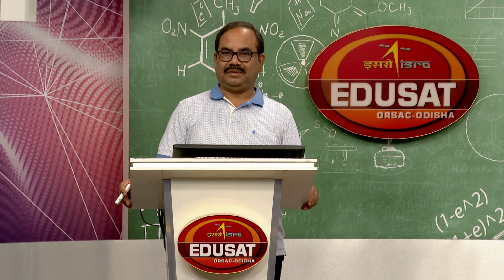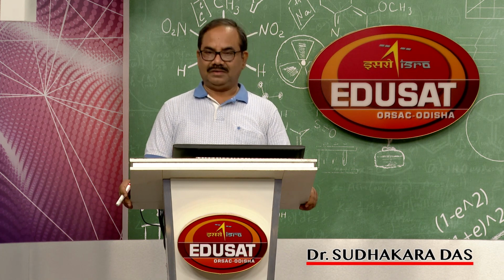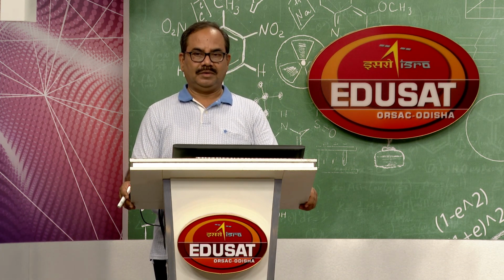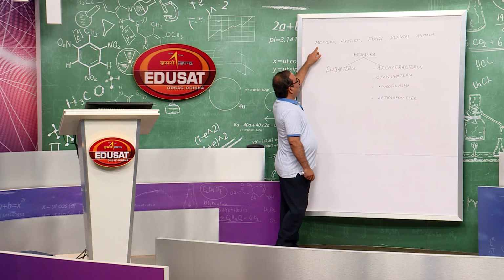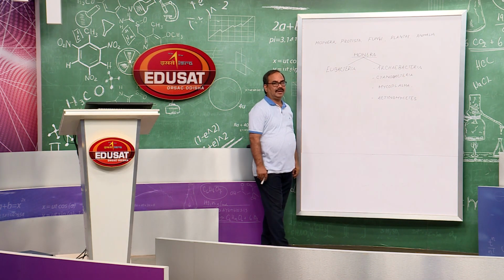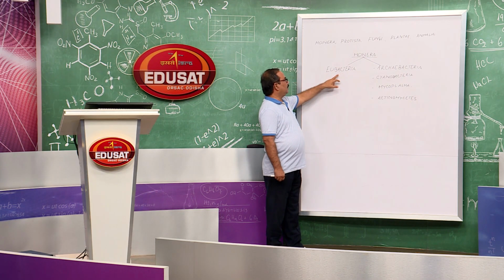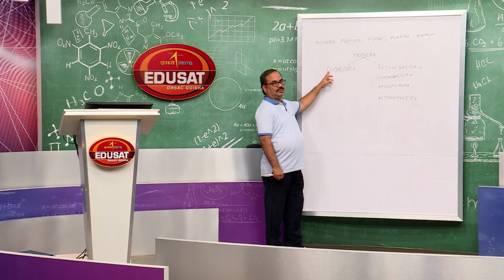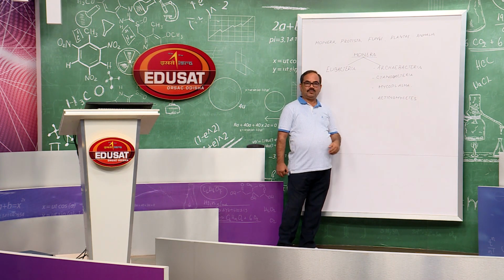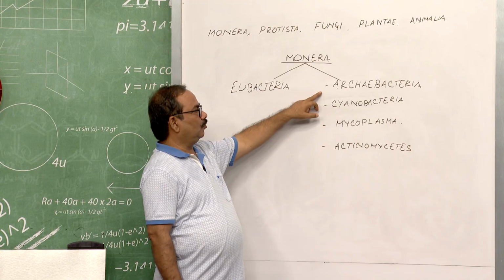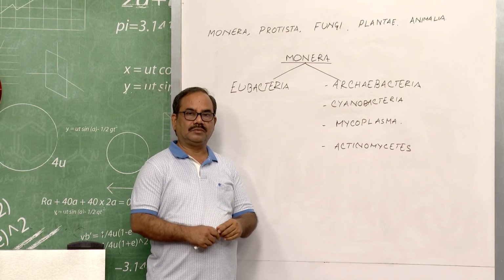We are dealing with the 5 kingdom classification proposed by R.H. Whittaker, and in the last class we have already discussed the 5 kingdoms: Monera, Protista, Fungi, Plantae and Animalia. Monera is again divided into 5 groups. We start with Eubacteria or true bacteria, which we discussed in the last class. In addition, 4 other groups are there: Archaebacteria, Cyanobacteria, Mycoplasma and Actinomycetes, which we are going to discuss today.